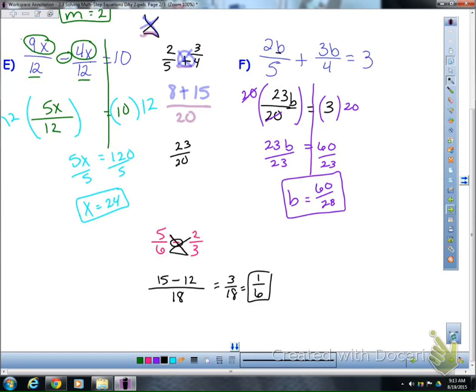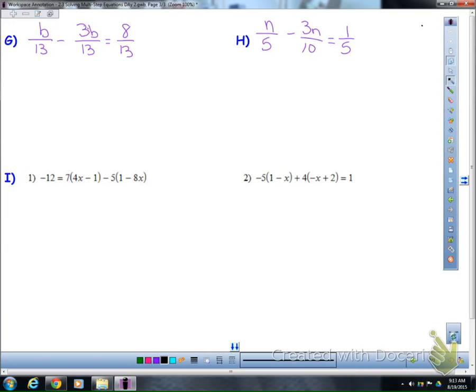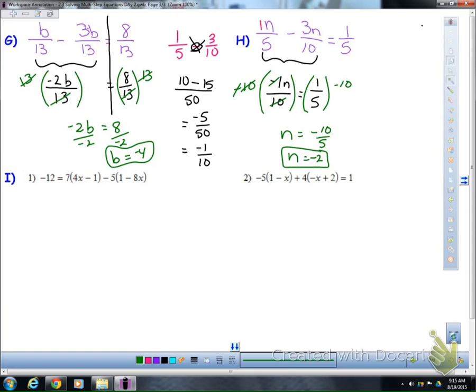Alright, let's look at this last page. I want you guys to try examples G and H on your own. G has fractions, but they have the same denominator. And H, I want you to practice your TP method to simplify those. Okay, if we look at example G, our common denominator, so we can just take 1b minus 3b and get negative 2b. Multiply both sides by 13, you end up with b equals negative 4.